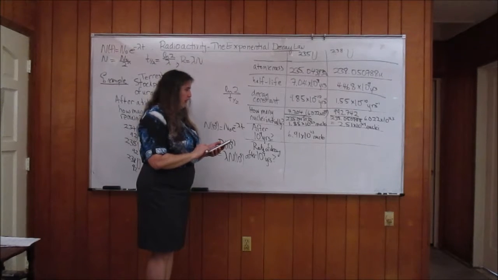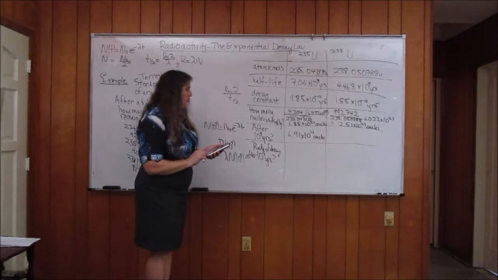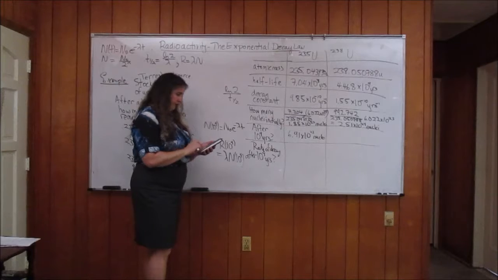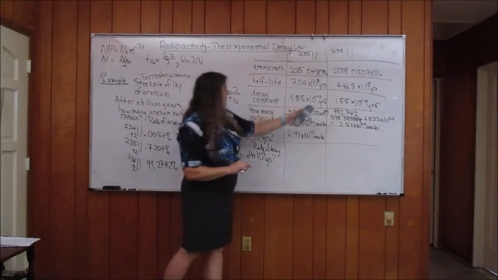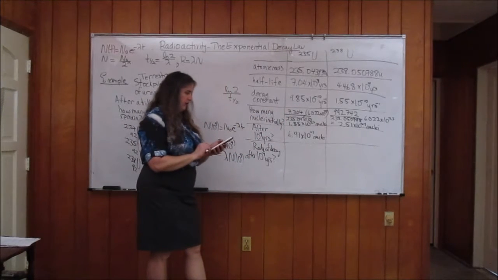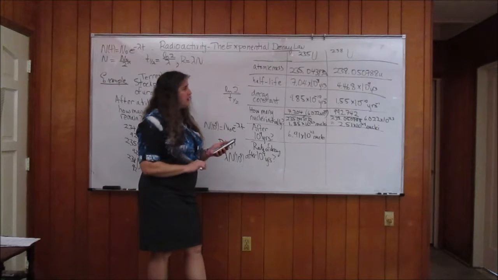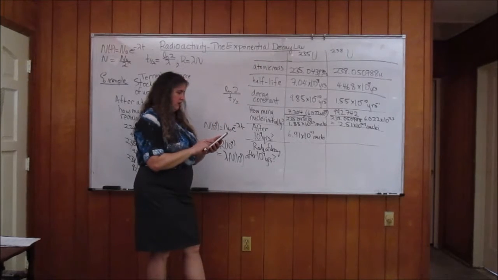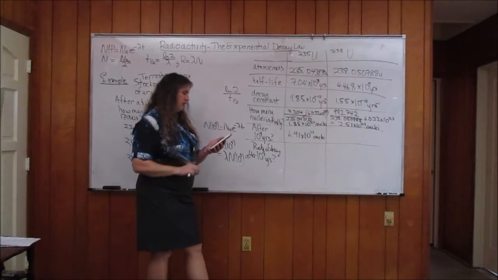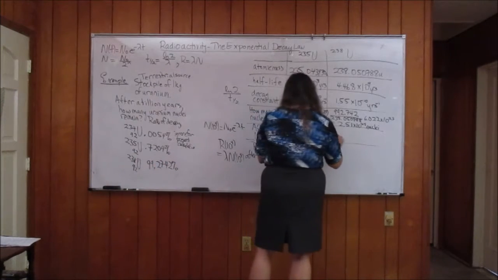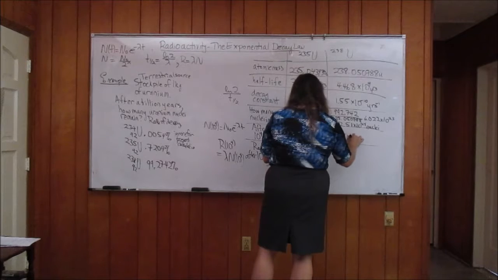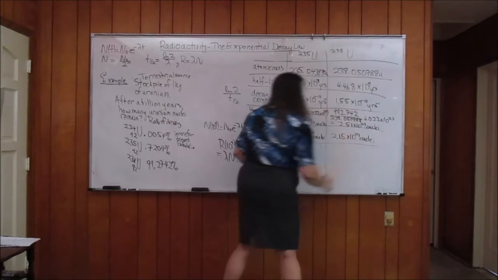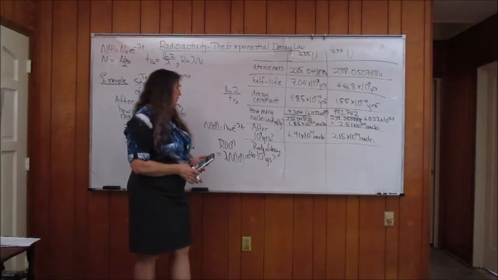Start out with 2.51 times 10 to the 24th nuclei times e to the minus 1.55 times 10 to the minus 10th times a billion years, 10 to the 9th, and we'll be left with 2.15 times 10 to the 24th nuclei.